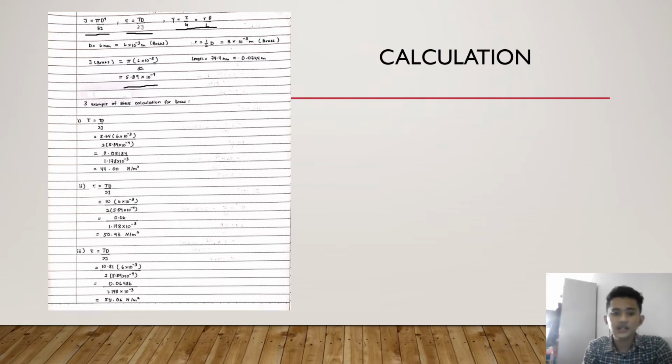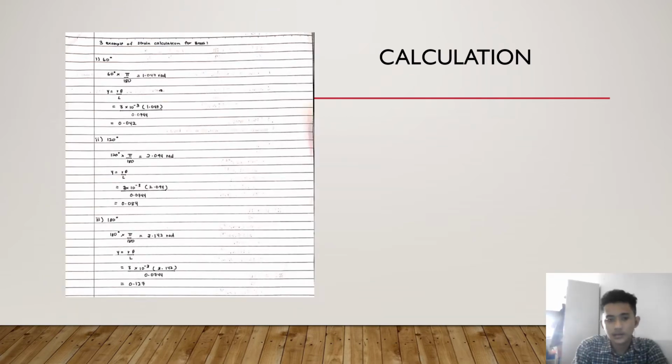Since there are 14 readings in the first experiment for brass, I'll show 3 examples of how to calculate the shear stress for brass.